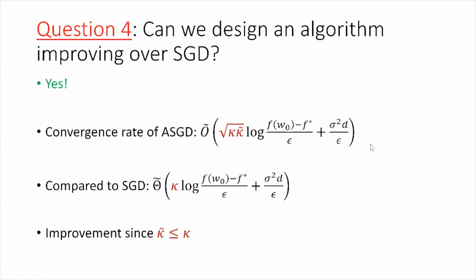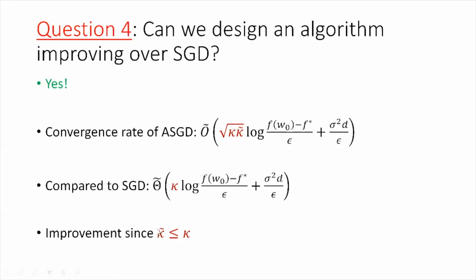So let's now come to the final question that we were asking, which is whether we can design an algorithm which can improve over stochastic gradient descent and achieve acceleration whenever it is possible. And the answer is yes. We are able to design an algorithm that we call accelerated stochastic gradient descent, which improves the dependence on the condition number kappa to be square root of kappa times kappa twiddle. Okay?